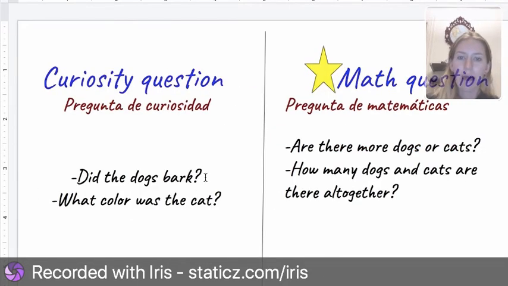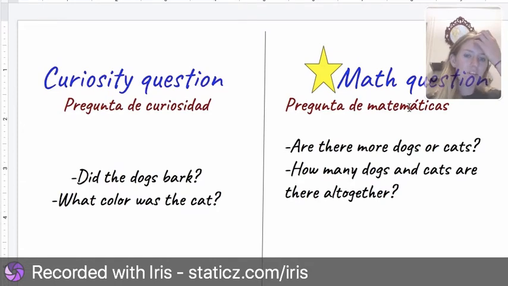All right, so I bet many of you asked a question that's not actually a math question, and that's okay. It's super important in math to ask all kinds of questions. But sometimes you want to ask a certain kind depending on the activity you're doing. So some of you probably asked a curiosity question, like, did the dogs bark? What color was the cat? And those might be good to know for some reasons. But today I really want to focus in on math questions.